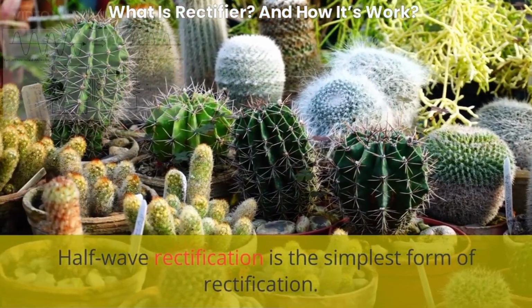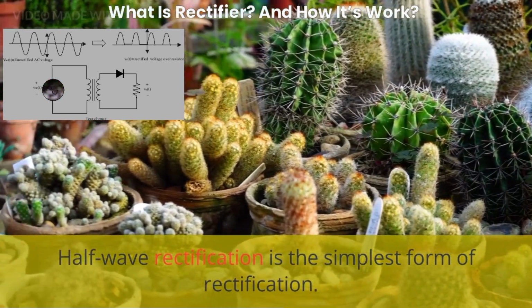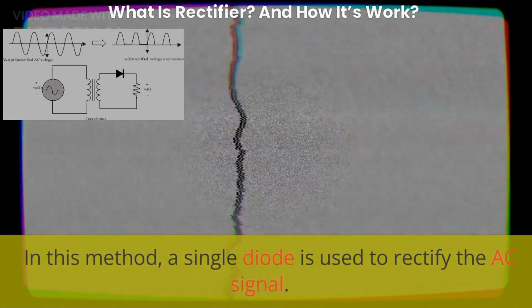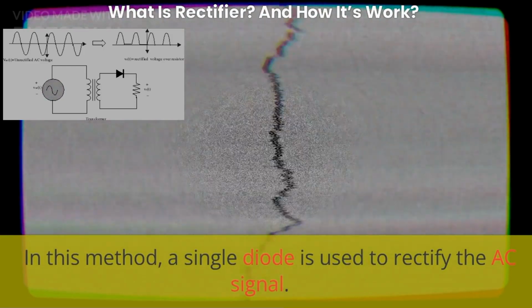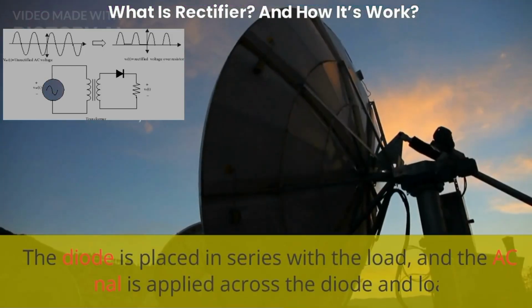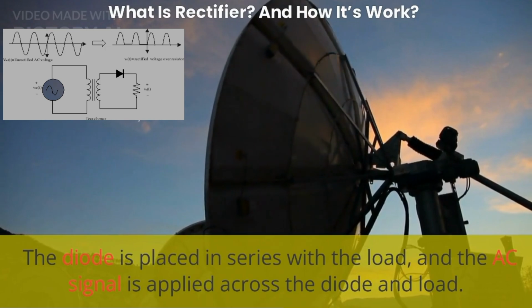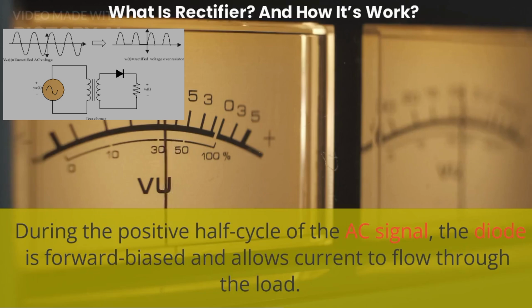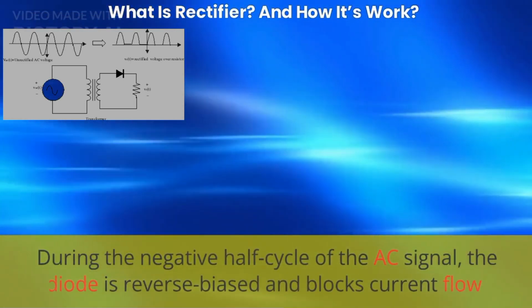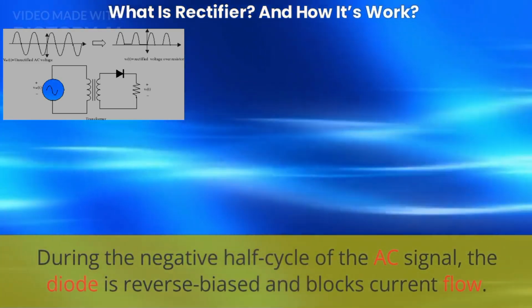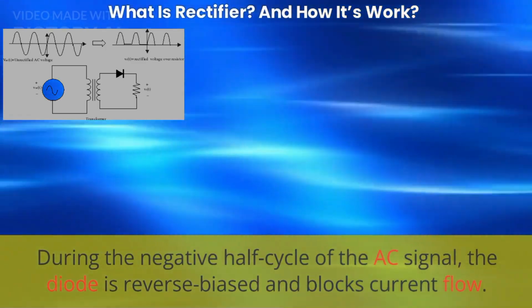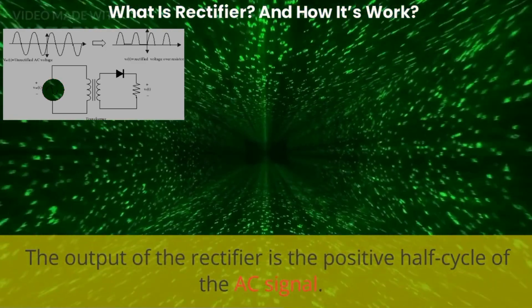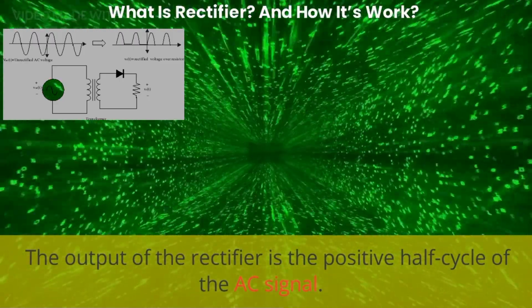Half-wave rectification is the simplest form of rectification. In this method, a single diode is used to rectify the AC signal. The diode is placed in series with the load, and the AC signal is applied across the diode and load. During the positive half cycle of the AC signal, the diode is forward biased and allows current to flow through the load. During the negative half cycle, the diode is reverse biased and blocks current flow. The output of the rectifier is the positive half cycle of the AC signal.